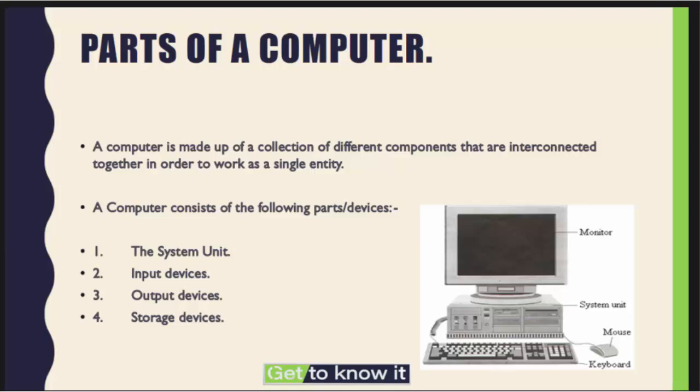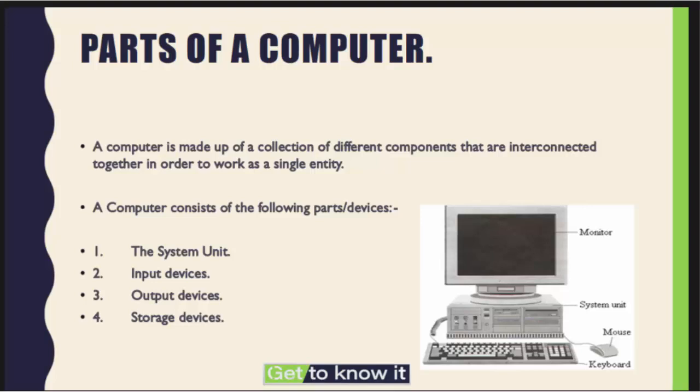So let's try to look at these examples one by one, starting with a monitor. This basically is a television-like screen that is used for displaying output. When you type a letter or number on the keyboard, it shows up on the monitor. Note that the monitor enables the user to monitor or track or see what is going on in the computer.